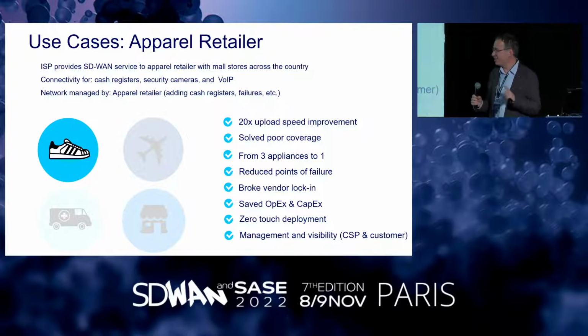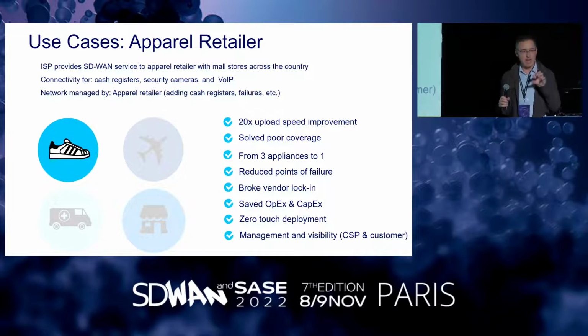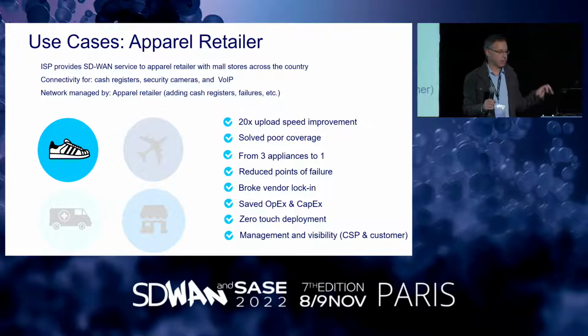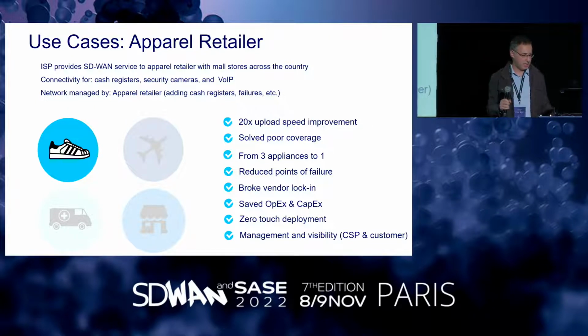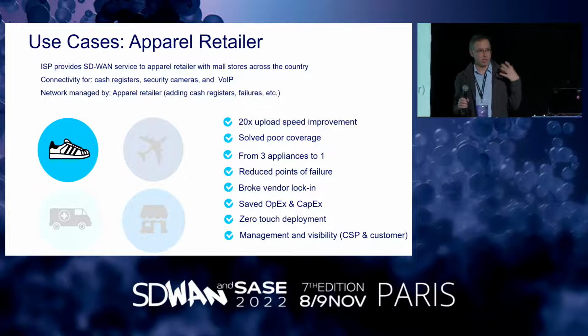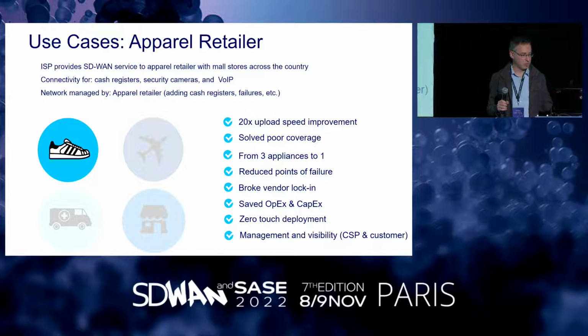So that was management and visibility, and the network was managed not by the ISP, but by the customer, the apparel retailer itself. So if it wants to add more cash registers or more branches and so on, it was able to do so.